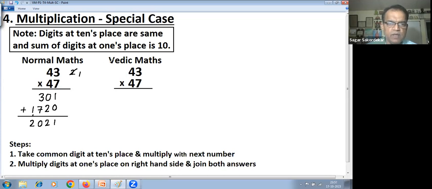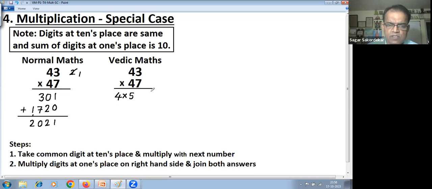You have to use this method only when this condition is satisfied: the digits at 10th place are the same, and the sum of the digits at 1's place should be 10. So the method goes like this. Take the common digit at 10th place and multiply it with one more. 4 plus 1 is 5. Other way you can say it is the next number. Just understand how we got a 5: the next number, or 4 plus 1, our first sutra. 4 plus 1 is 5.